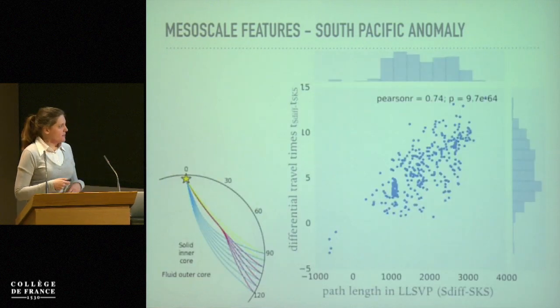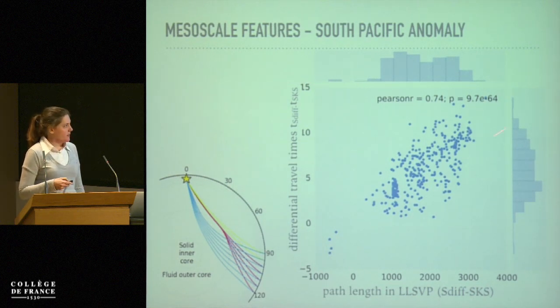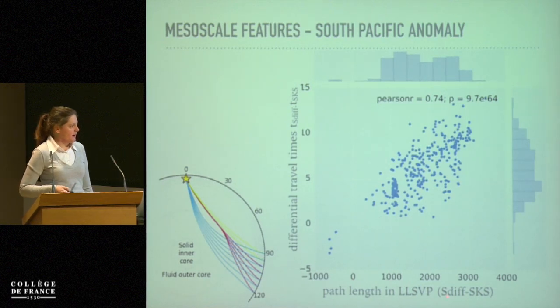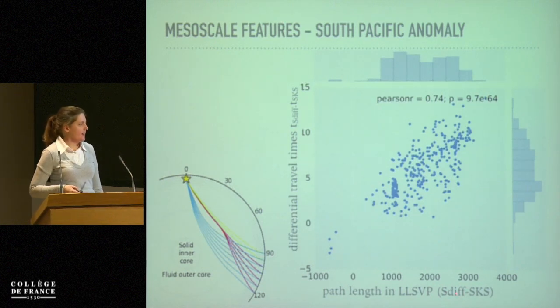We're also trying to do some tests with this to estimate how well our estimates of the LLSVP boundaries work by looking at what the mean velocities are suggested to be. This is showing the correlation between path length in the LLSVP, or the differential path length, between S-diffracted and SKS.